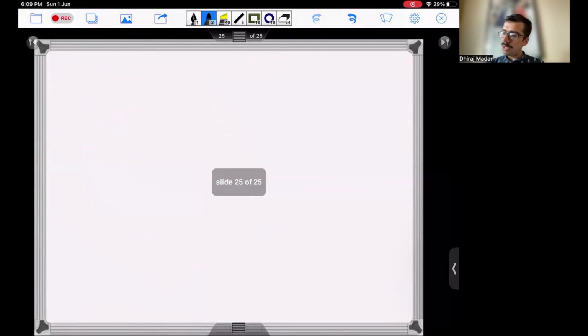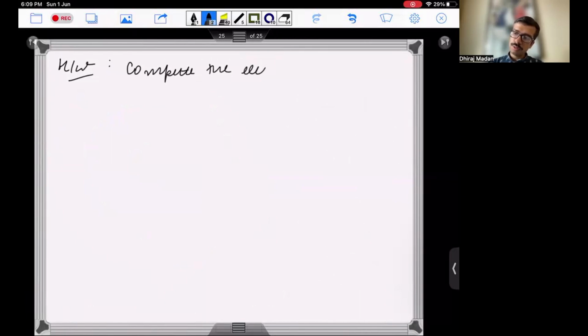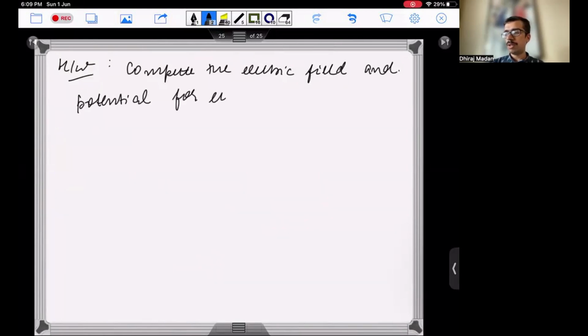And I would leave you again with another homework exercise, which is to compute the electric field and potential for the above system. Assume concentric shells.